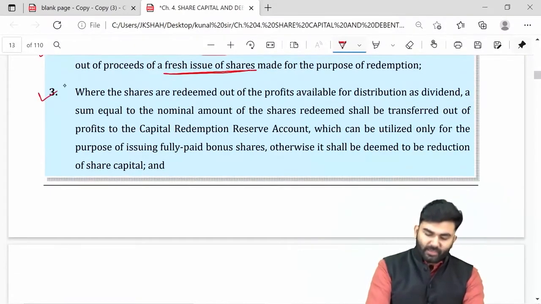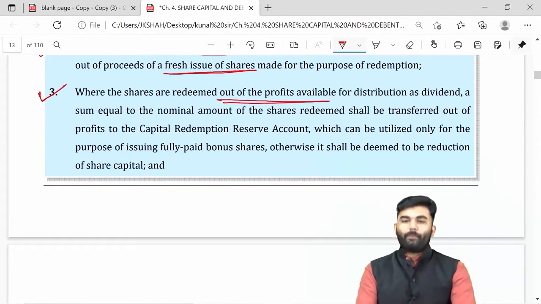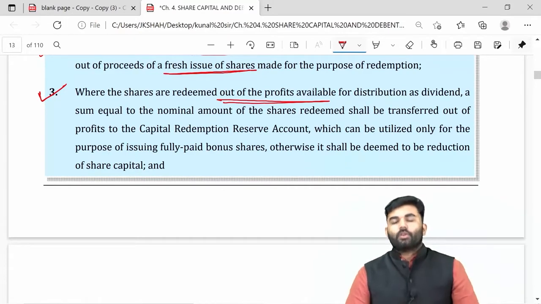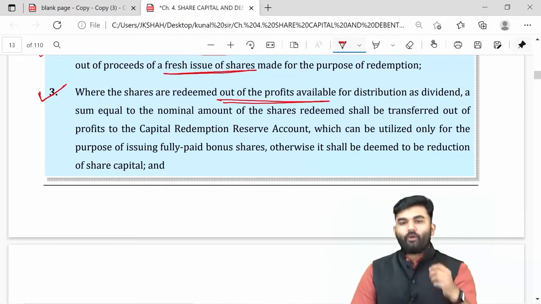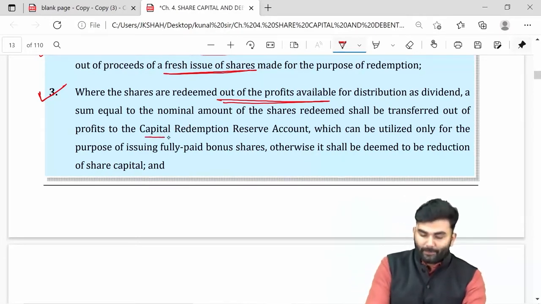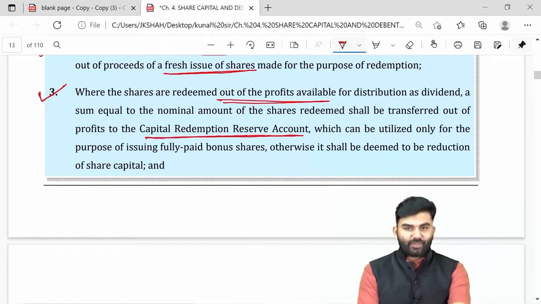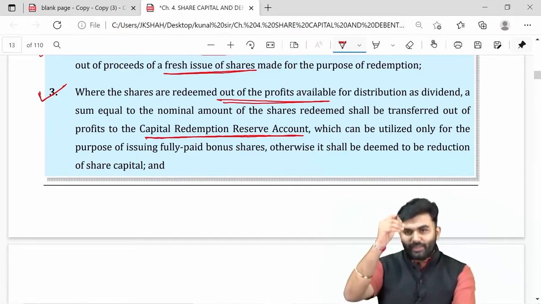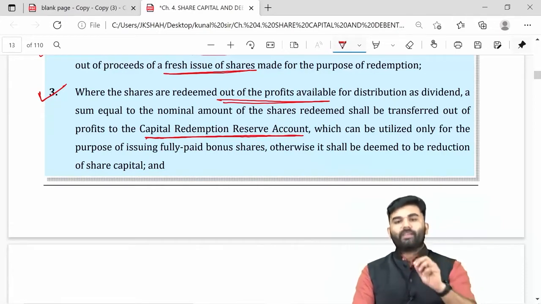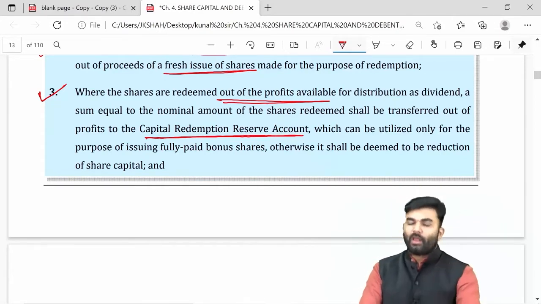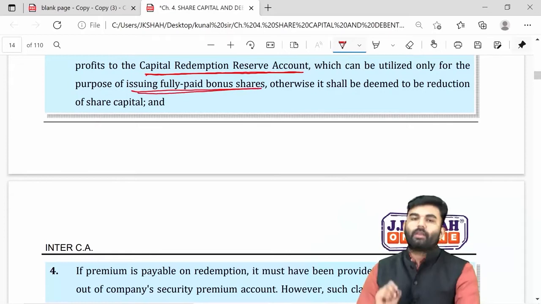If the redemption is going to take place out of the profits, then the preference share capital will get reduced. So the company will have to transfer the equivalent amount into an account called the capital redemption reserve account. If the company redeems preference shares reducing the preference share capital by 100 crores, then 100 crore rupees will first be transferred to the CRR account, and this amount will be utilized in future by issuing fully paid bonus shares.